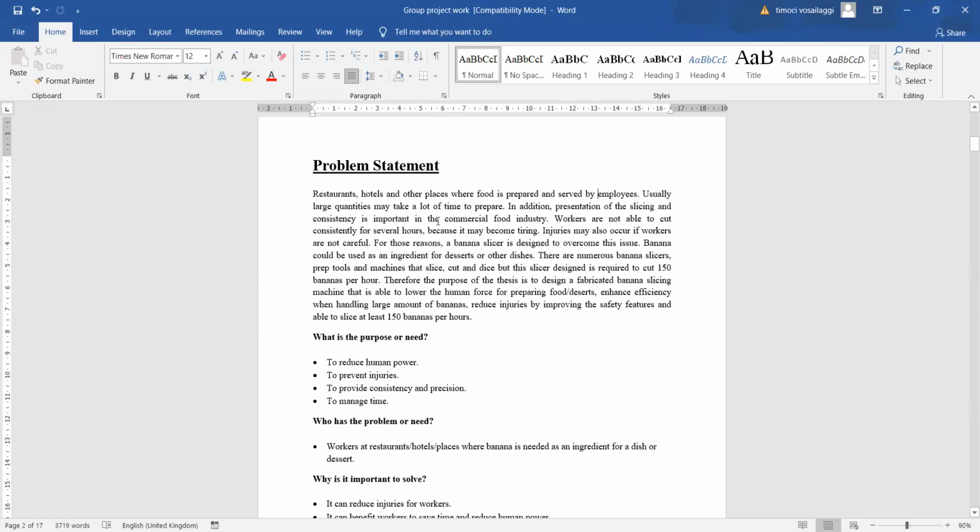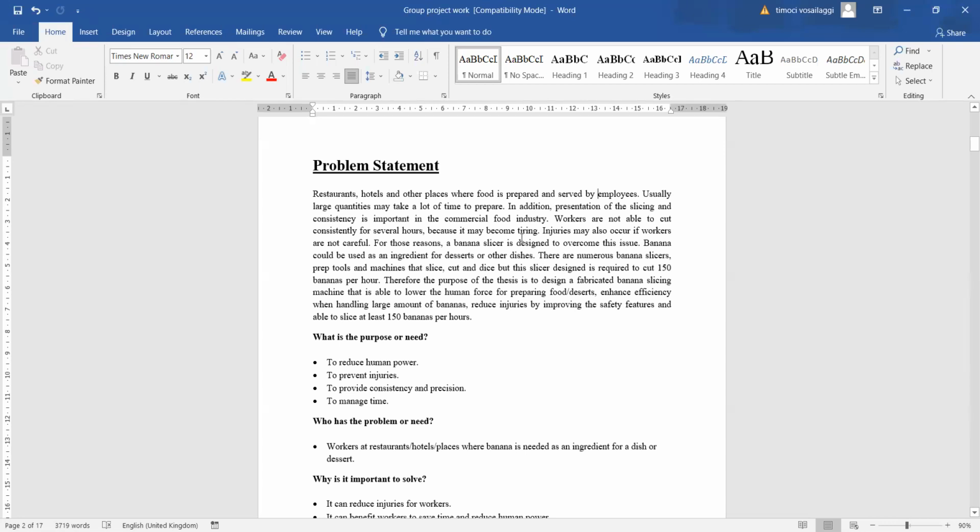Usually large quantities may take a lot of time to prepare. In addition, presentation of the slicing consistency is important in the commercial food industry. Good, good. Able to do it consistently for hours. For that reason, the banana slicer is designed to overcome this issue. Okay, cool.